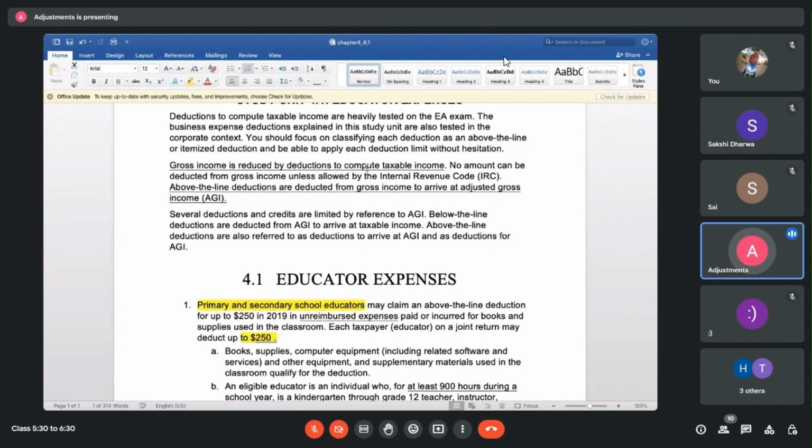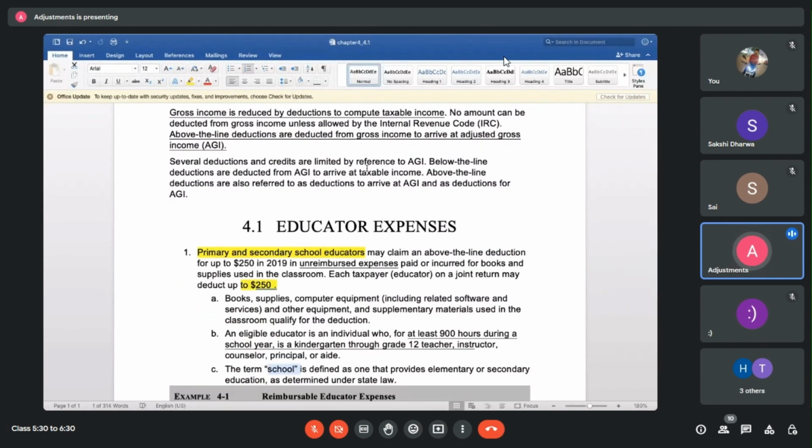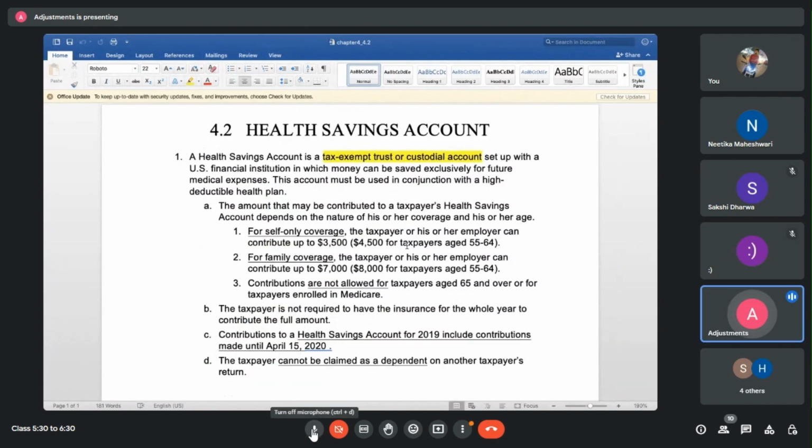You should know what above the line deductions and below the line deductions are. Can anyone explain? All right, so now the second topic here is health savings account. This is called HSA. Again, this is very important because HSA is quite common.